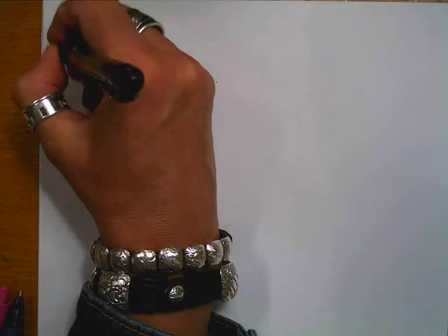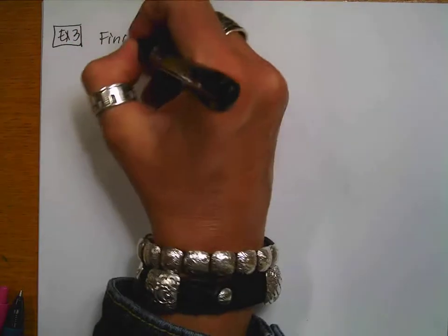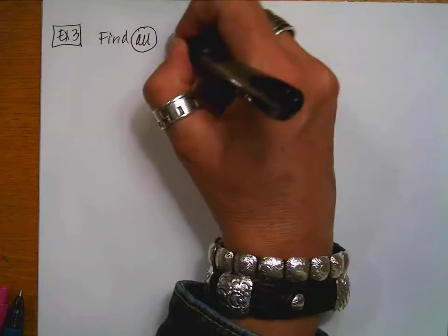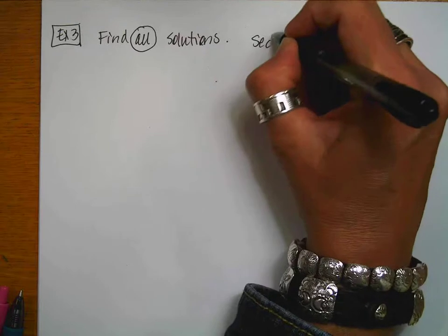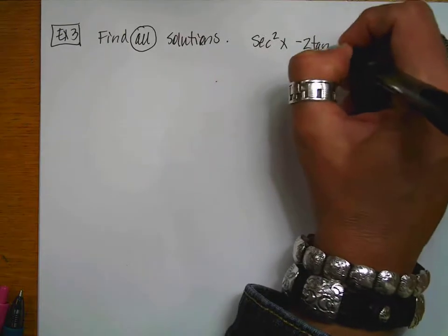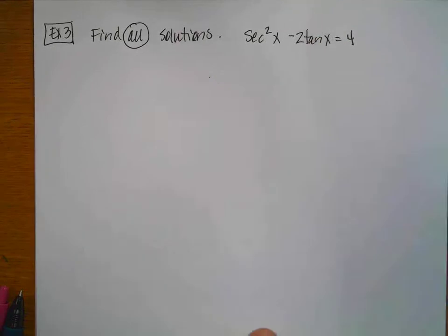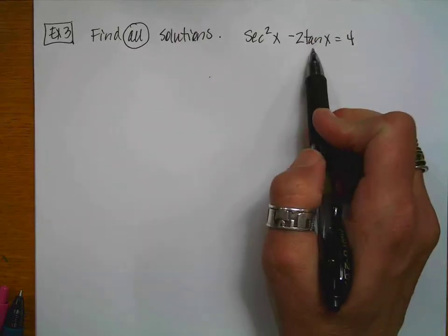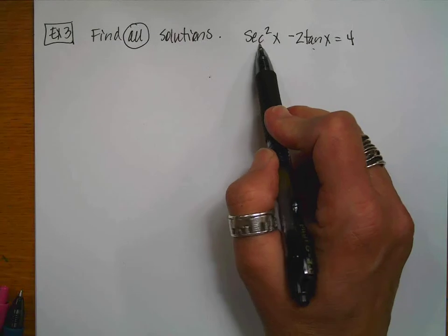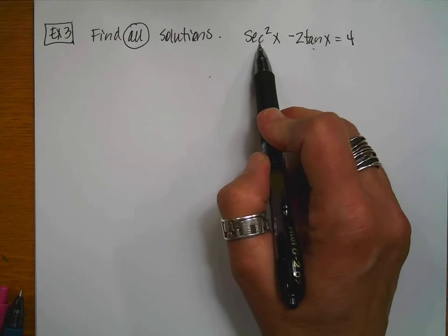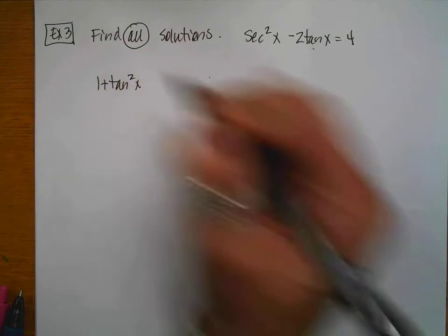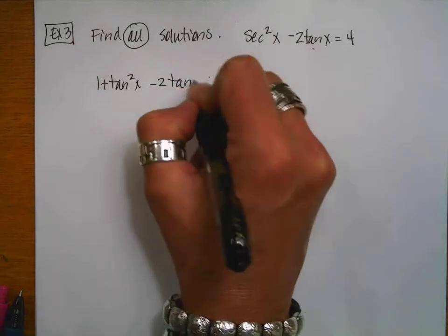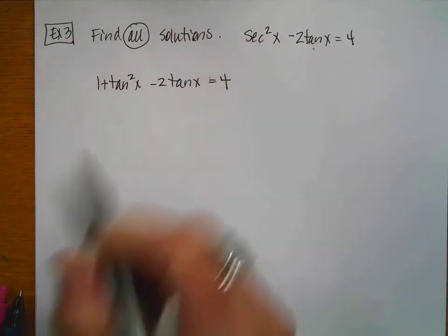The next equation is even more fun. So for example number 3, again we're going to say find all, we love that word, all solutions. On this one I'm going to have the equation secant squared x minus 2 tangent of x is equal to 4. The tangent of x isn't squared, so that means that I'm going to rewrite secant squared using my Pythagorean identities. Secant squared is 1 plus the tangent squared of x, minus 2 tangent x is equal to 4.